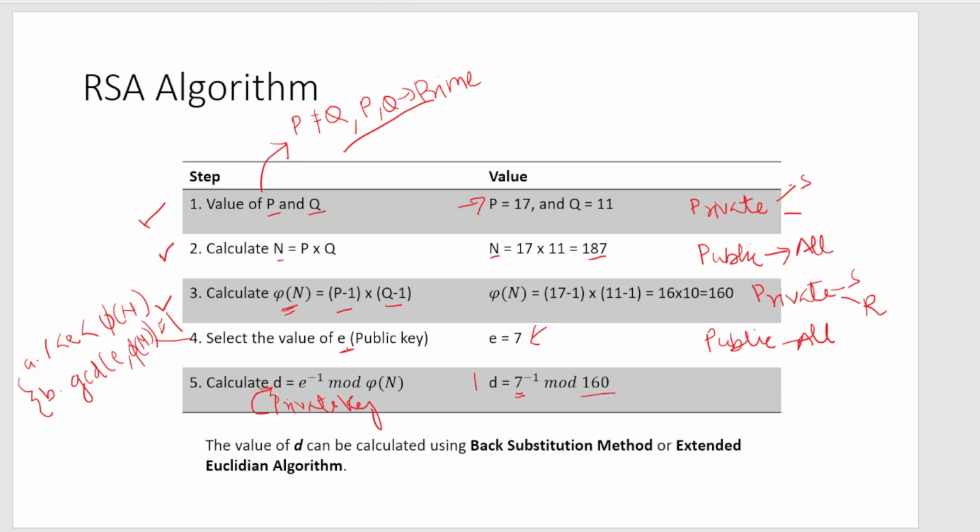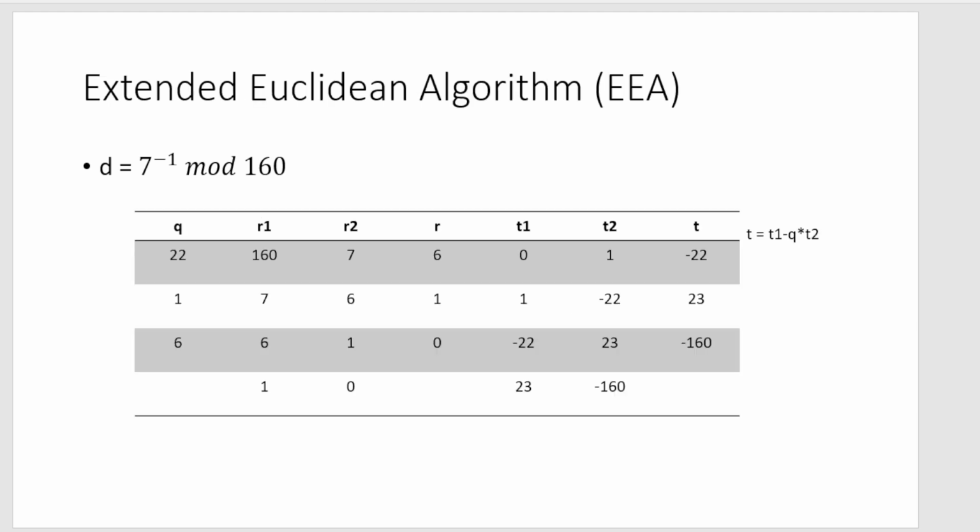So we need to calculate the value of D by using this particular equation, right? The value of D can be calculated based on the back substitution method or the extended Euclidean algorithm method. We can use any of the methods. We have shown one method in our previous video, that is all about back substitution. In this one we will not go into back substitution. We will tell you quickly about the extended Euclidean algorithm.